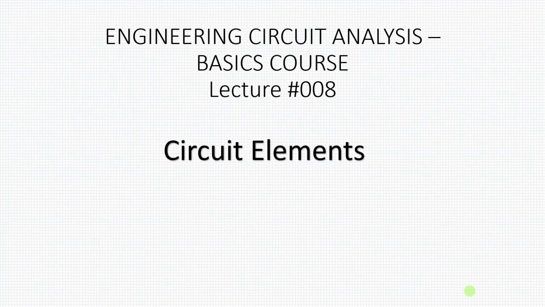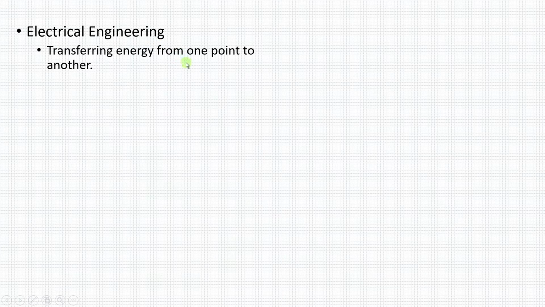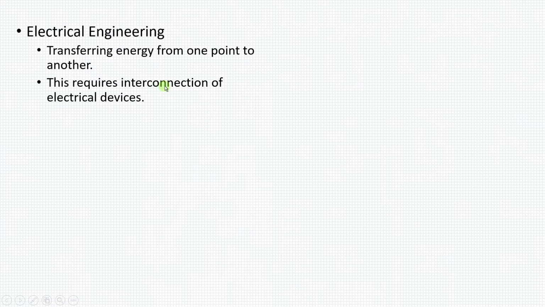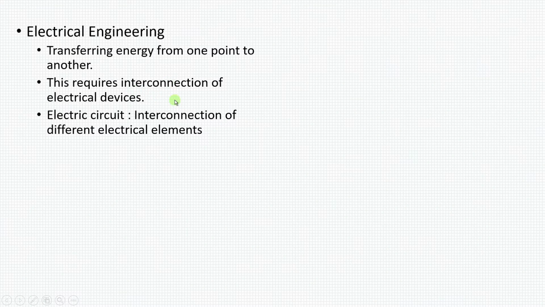Hello friends, and today we are going to start with the concept of circuit elements. In general in electrical engineering, the concept is basically transferring energy from one point to another. Now this transfer of energy from one point to another will require interconnection of electrical devices, right? So what is an electric circuit? Basically, the electric circuit is the interconnection of different electrical elements.